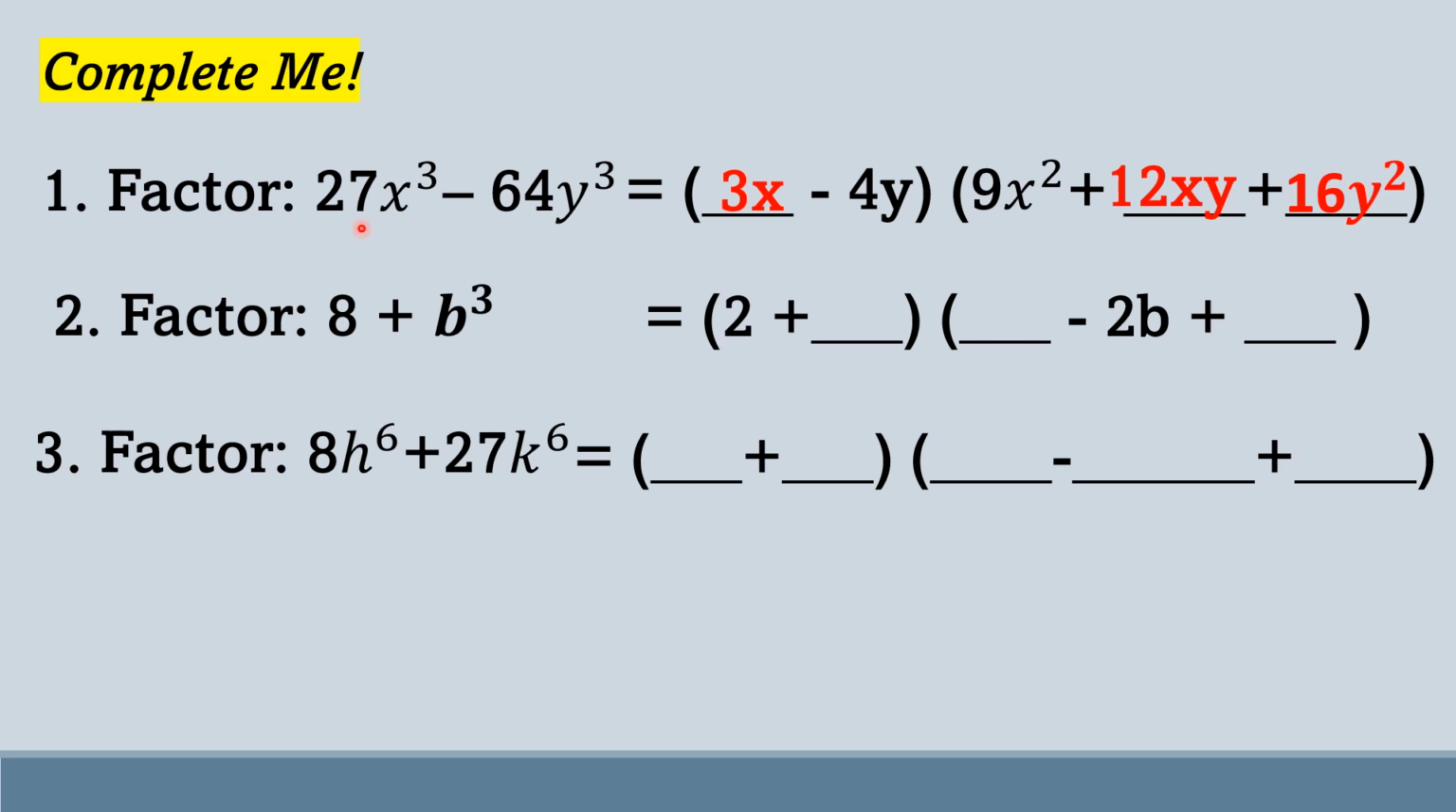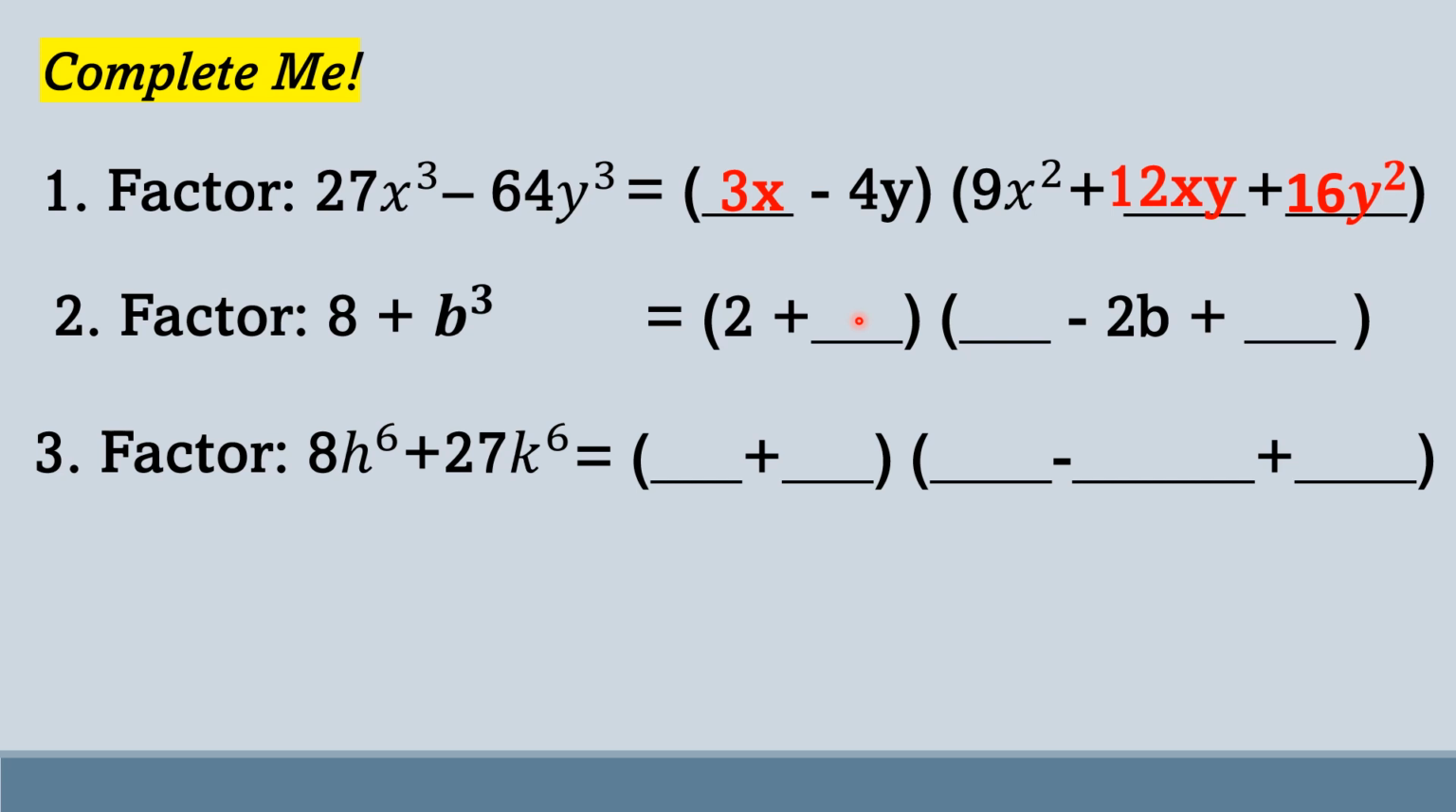Therefore, the complete factor of 27x cubed minus 64y cubed are the quantity of 3x minus 4y times the quantity of 9x squared plus 12xy plus 16y squared. Number 2, factor 8 plus b cubed. In the first factor, the missing term is the second term.